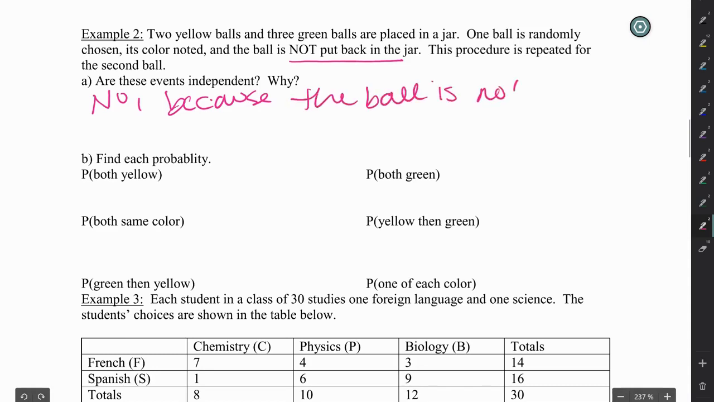is not returned between trials, the sample space changes.